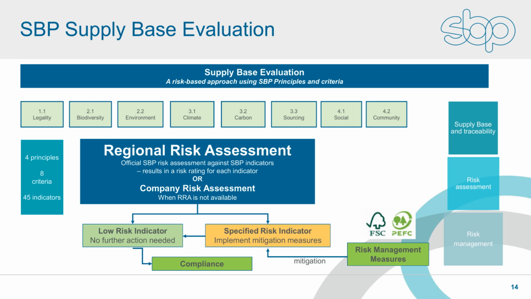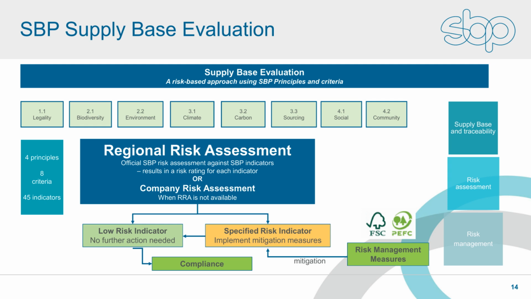The framework is built on SBP's principles and criteria in Standard 1: 4 principles, 8 criteria, and 45 indicators. You can see them running across the top of the diagram: legality, biodiversity, environment, climate, carbon, sourcing, social, and community. These are the topics every supply base has to be evaluated against.